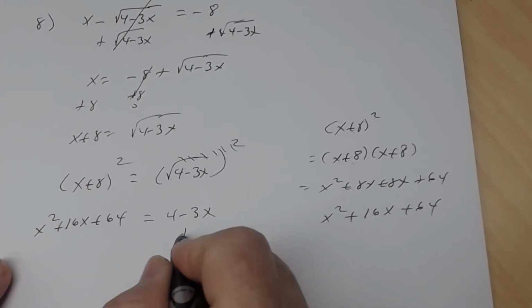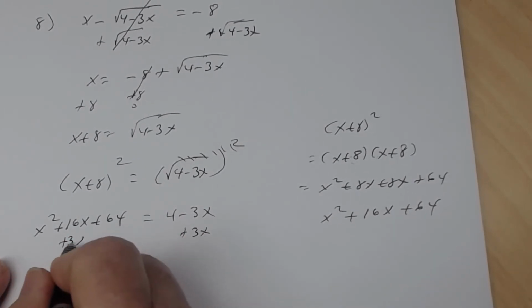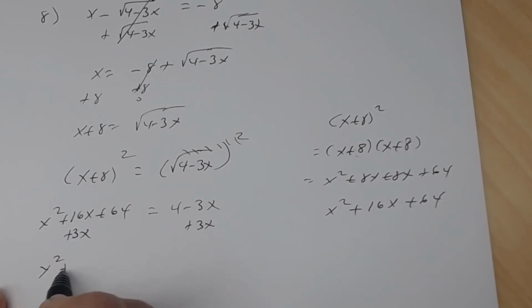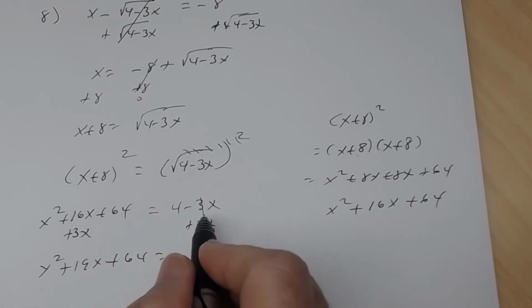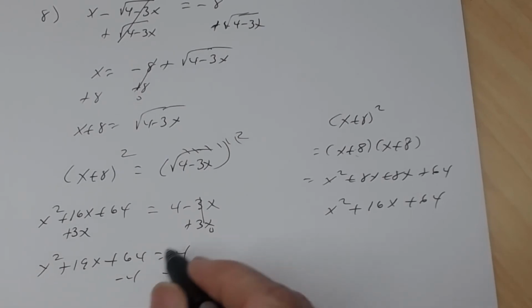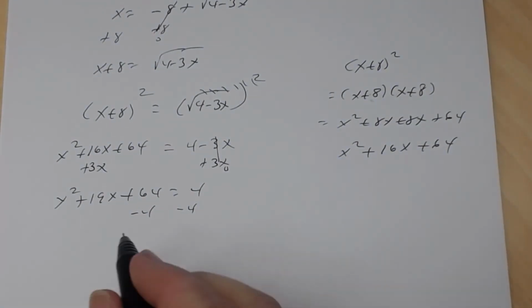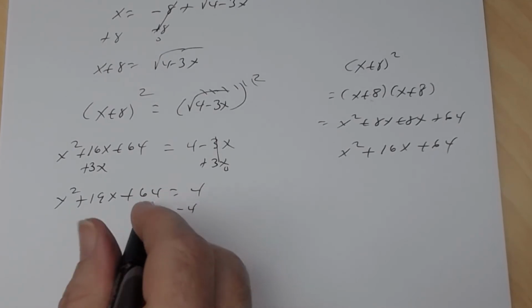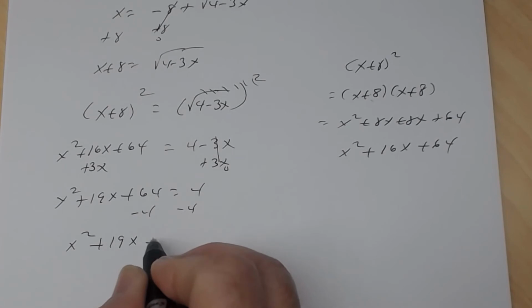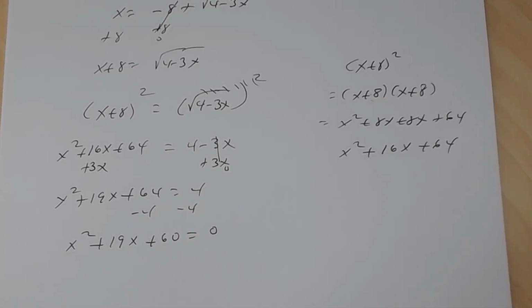All right, so I'm going to add 3x to both sides. I'm trying to get this in standard form. And so I get x squared plus 19x plus 64 equal. When I simplify this side, I'm just left with 4. I'm going to subtract 4 from both sides. Notice I'm aligning my like terms. It does help if you do that. Then I'm going to simplify each side and combine like terms. I get x squared plus 19x plus 60 equal 0. Okay?